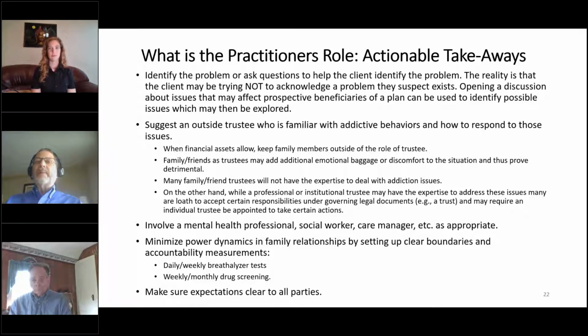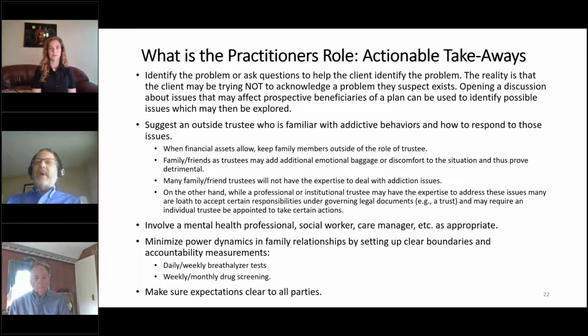On the other hand, a professional institutional trustee may have the expertise, but you've got to find out what they're willing to do. And Jonathan made a comment earlier that is often the right answer or the only answer, and that is perhaps you have an institution involved, but also an individual trustee, and the individual trustee may be willing to take certain decisions that the institution can't because of policies and so on.